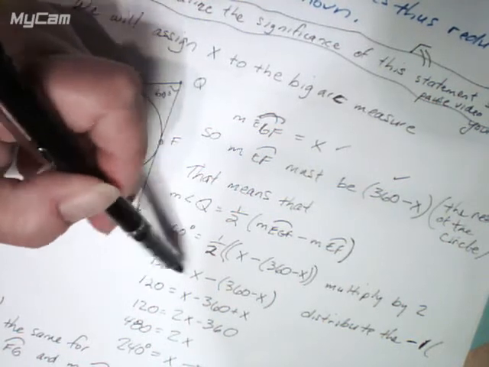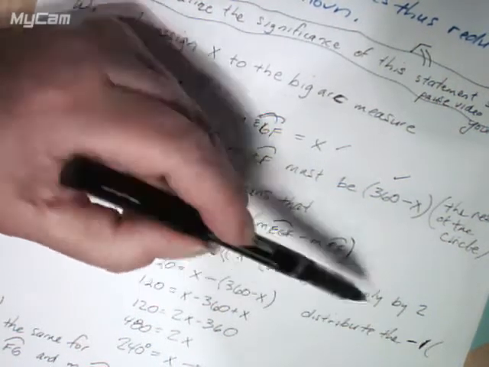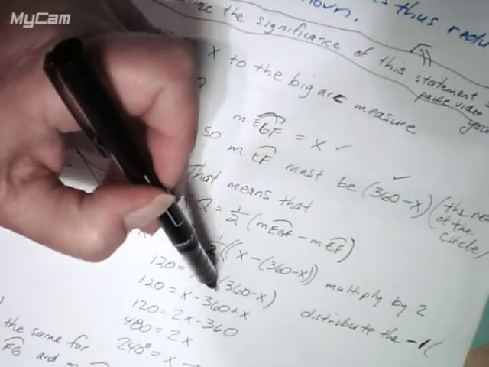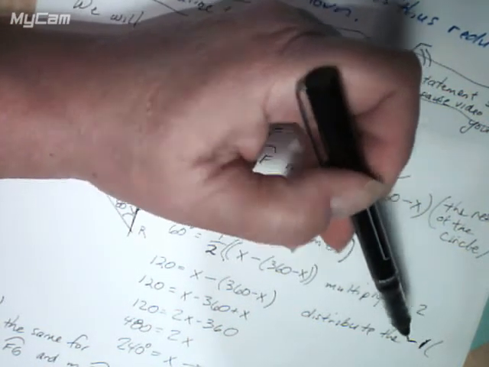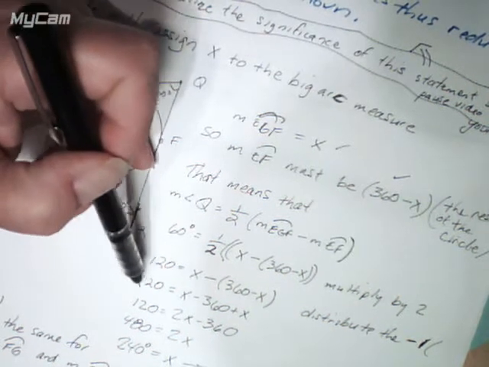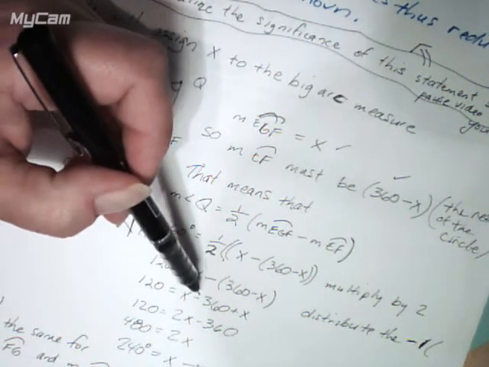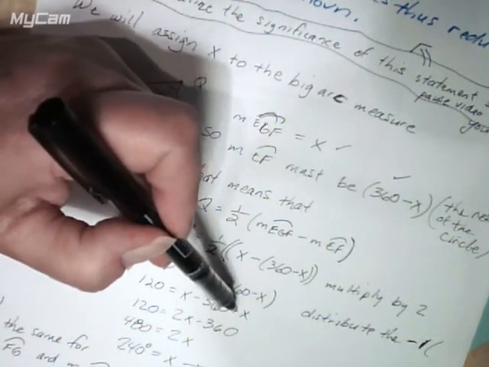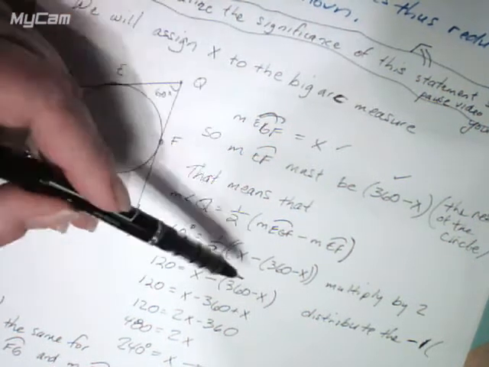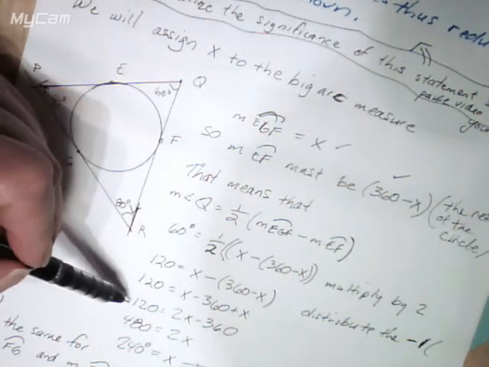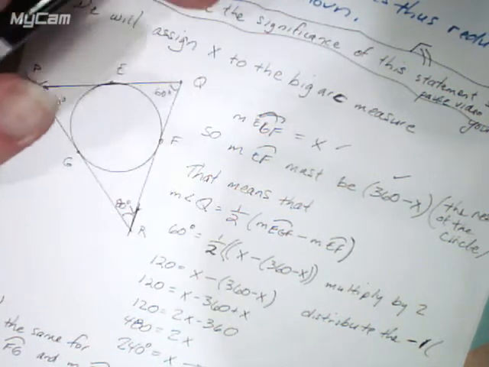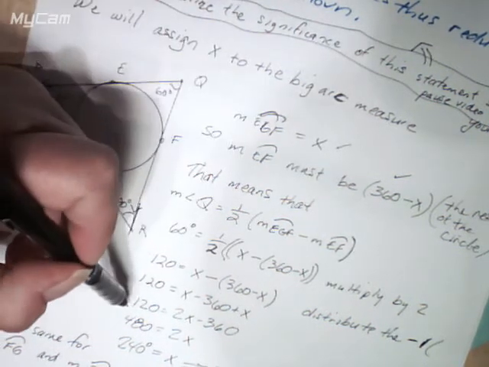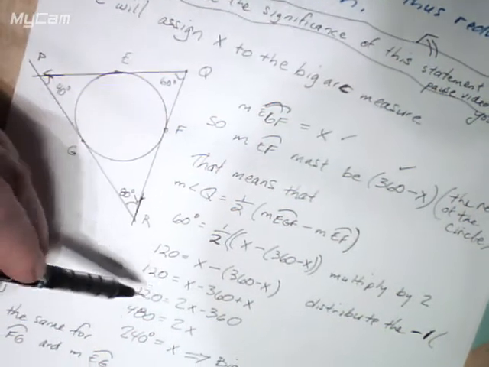All right, so I distribute that -1. Remember, a negative in front of a parentheses is in essence a -1 that needs to be distributed. So next line down, 120 equals X minus 360 plus X. That's what happens there. Some kids are going to say minus X and then X minus X. There's no X's left. What the heck just happened? So be careful with that.